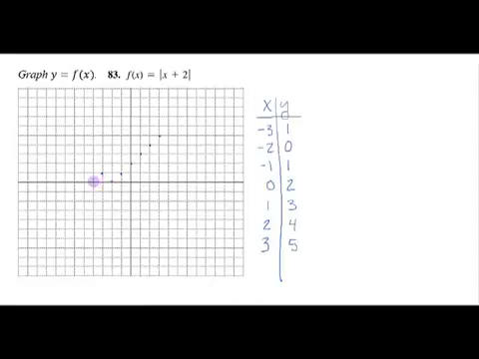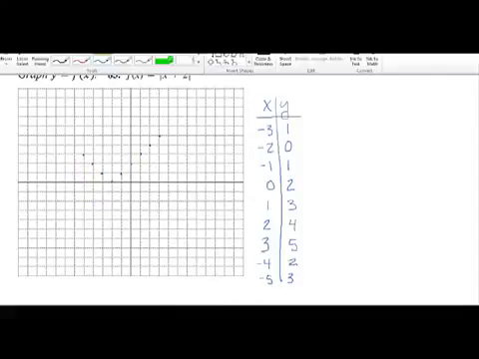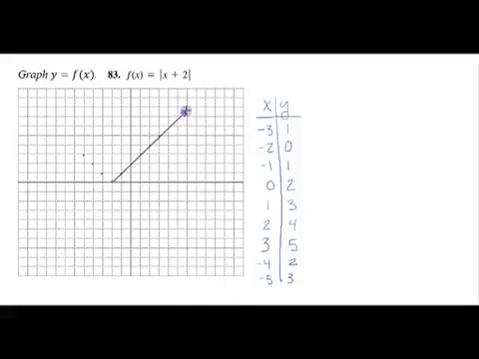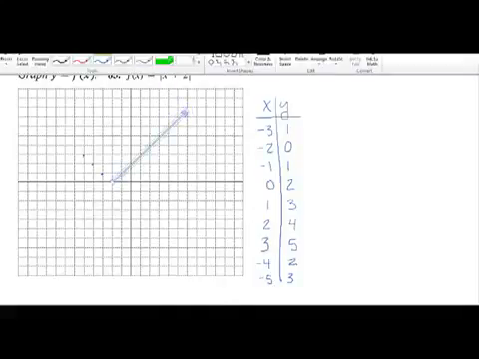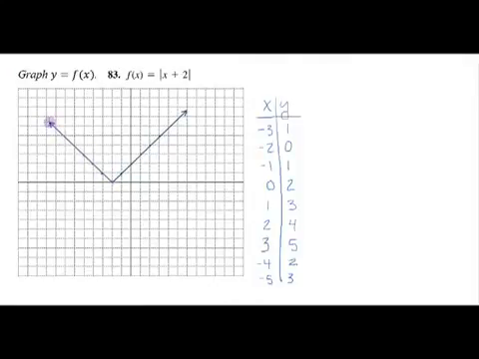Let's say that we picked something over here a little further, maybe a -4 or a -5. What would happen? A -4 plus 2 is -2, and the absolute value would be a +2. Putting in a -5 plus 2 is -3, and the absolute value is +3. So I'd have a -4, +2, a -5, +3, and this continues. You can see we have this V-shaped graph, and all of our absolute value graphs will have that same type of style.